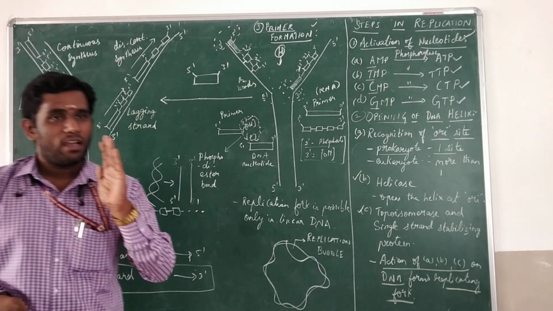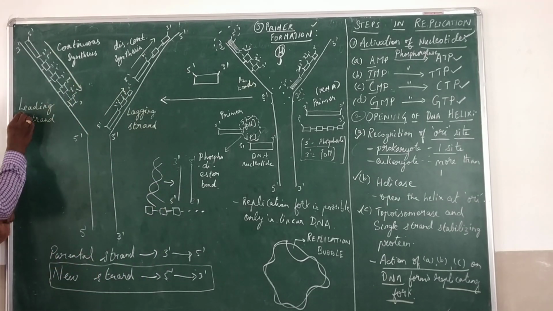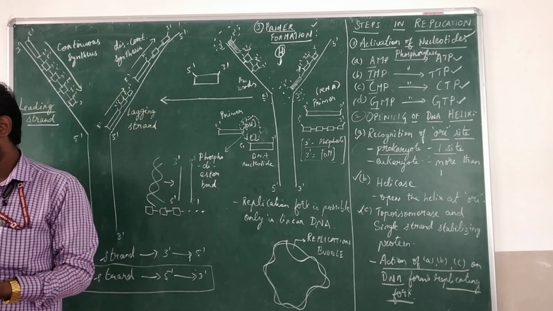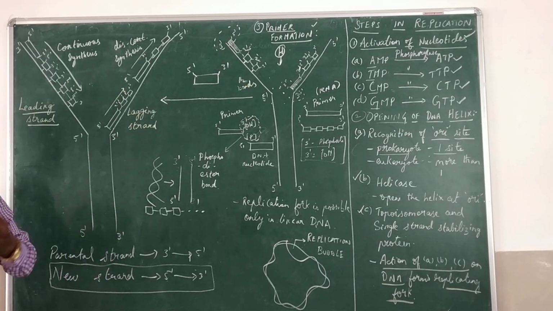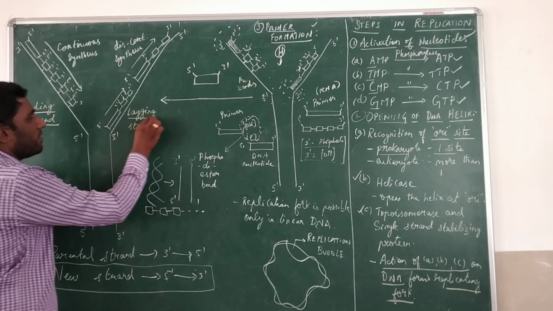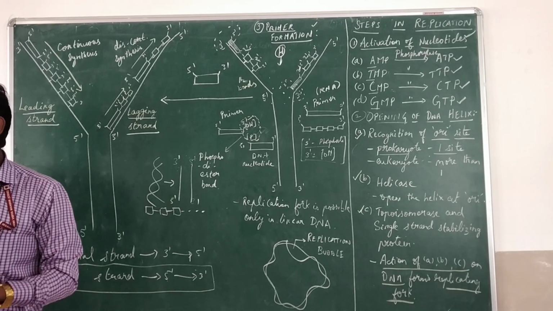The strand which has continuous synthesis of nucleotides is called as the leading strand. It will lead the way. The one which does not have this continuous synthesis, which has got discontinuous synthesis, it is called as lagging strand. Is it clear? It is called as lagging strand.